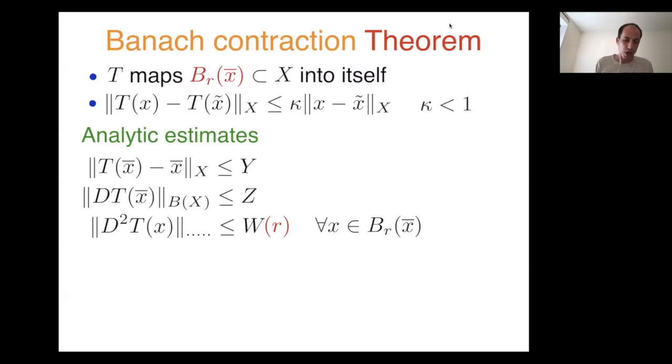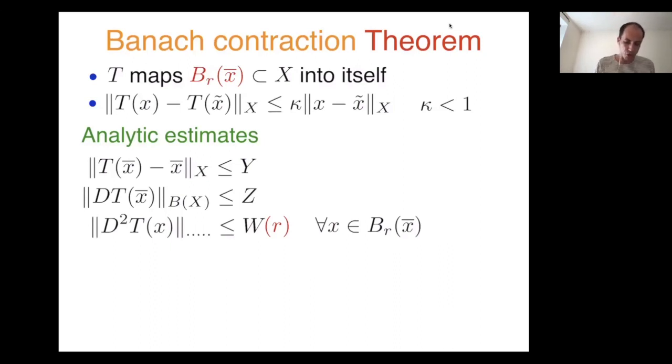So you need to know how far the center of the ball gets mapped away from itself. That estimate I do, and I call that number y. I bound the derivative of the operator at the numerical solution in the operator norm, of course, and then I find the bound and I call it z. So if z is smaller than 1, then it is at least a contraction at the numerical approximation. This is not enough. I need that it is a contraction on the entire ball.